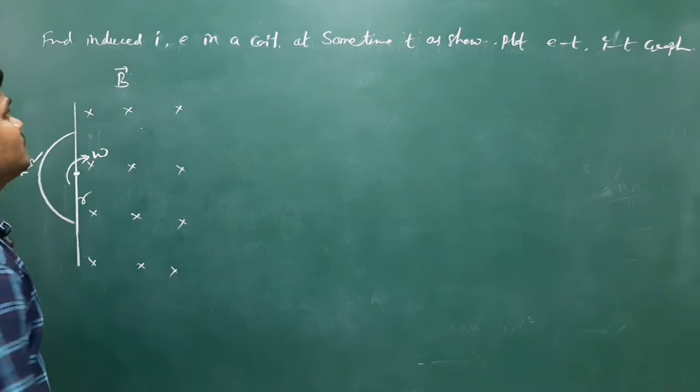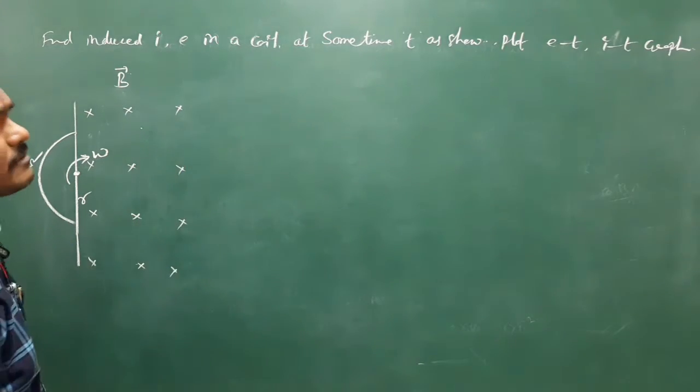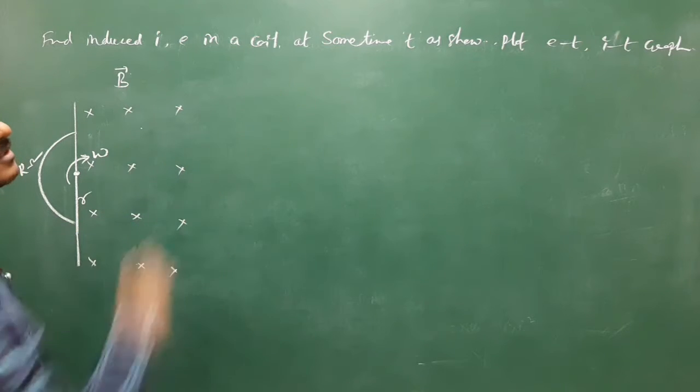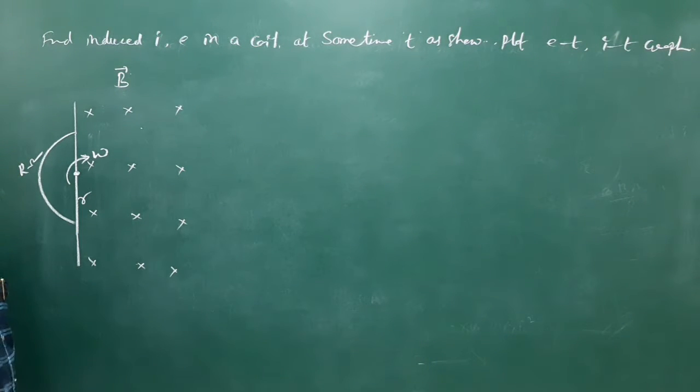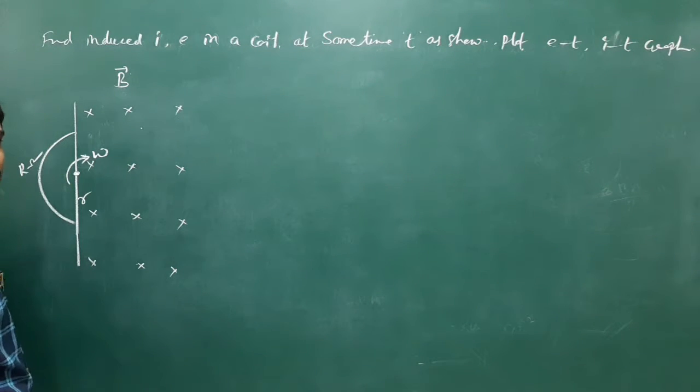See, the target is to find the induced current and induced EMF in a coil at some time t, as shown in the figure. We have to plot the EMF versus time and induced current versus time graphs. Anyhow, this is a semicircular loop which is rotating with angular velocity omega, about this point O.